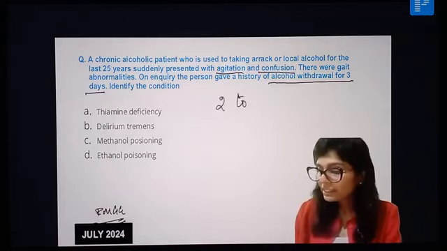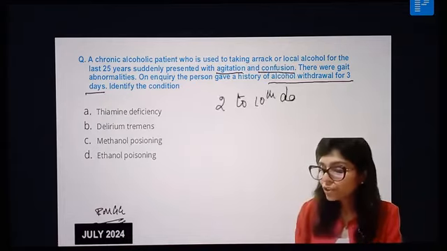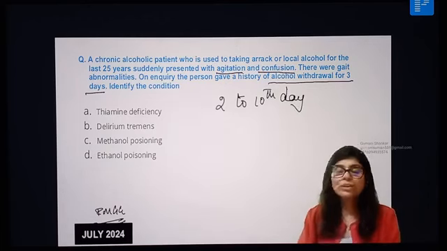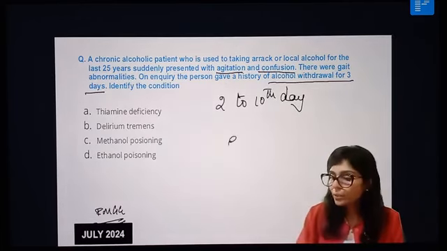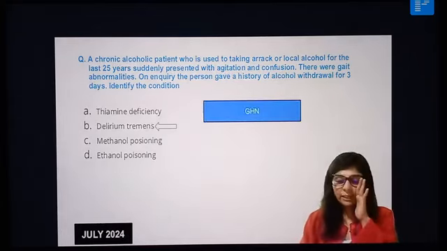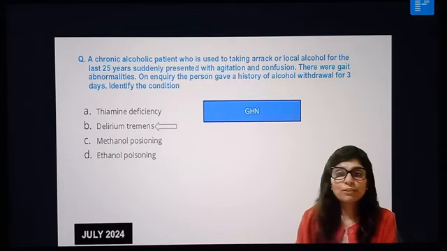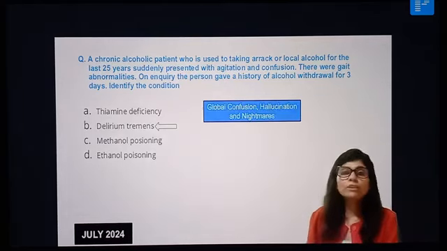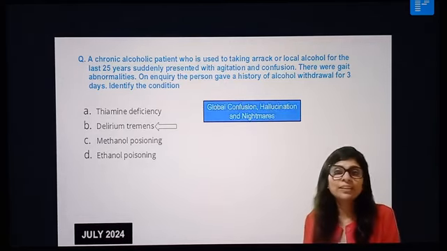It presents on the 2nd to the 10th day of withdrawal. Yeah, 2nd to the 10th day of withdrawal. And they present with GHN. The mnemonic that you can remember for delirium tremens is GHN. So what does GHN stand for? Global confusion, hallucination and nightmares. What do they present with? Global confusion, hallucination and nightmares.